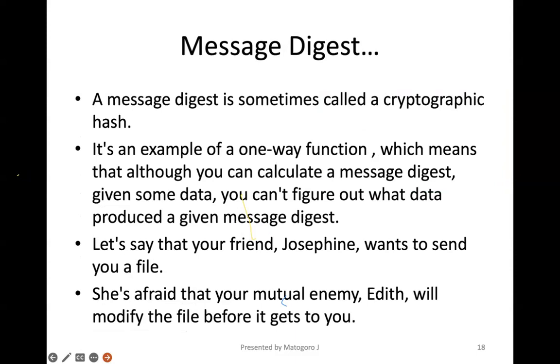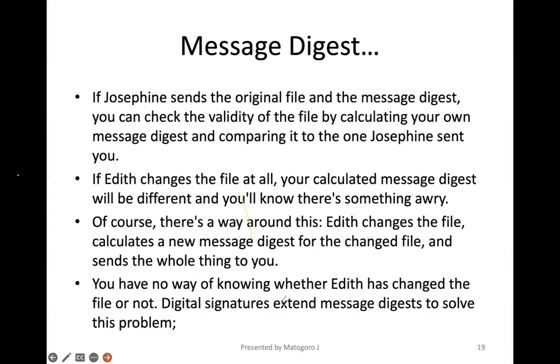So as I mentioned, let's say that your friend Josephine wants to send you a file. She's afraid that your mutual enemy Edith will modify the file before it gets to you. So you can use the message digest to assure the security of the message she wants to send you. If Josephine sends an original file and the message digest, you can check the validity of the file by calculating your own message digest and comparing it to the one Josephine sent to you. If Edith changed the file at all, then your calculated message digest will be different and you will know that there is something off.